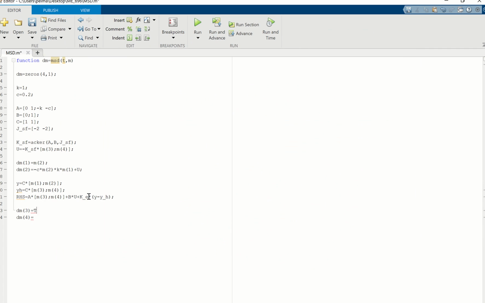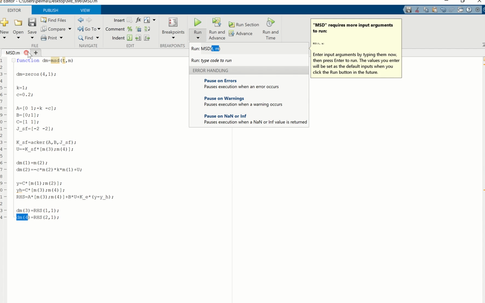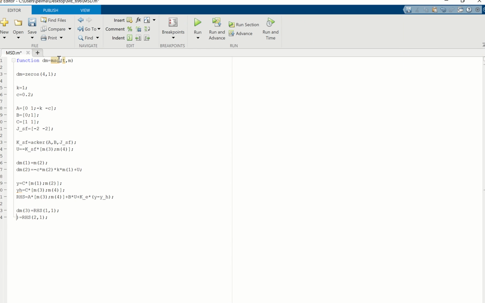So now you say right hand side, first row, first column, obviously. Right hand side, second row, first column. Now you have estimated M3 and M4 state variables, right? Understand? First of all, let me close this. Let me run this to change the direction. Second of all, let me close this because the names must be the same here.